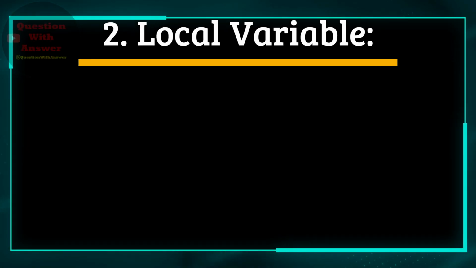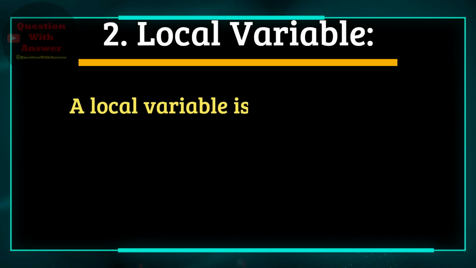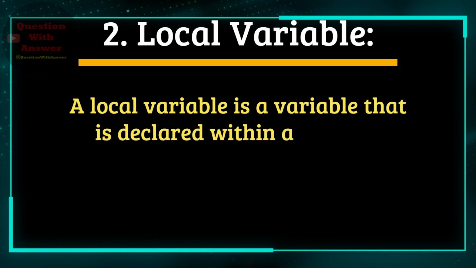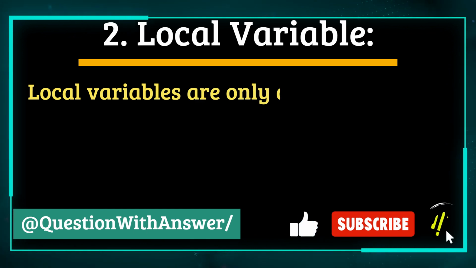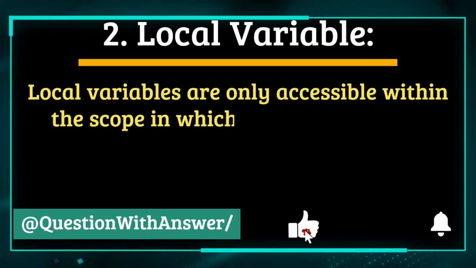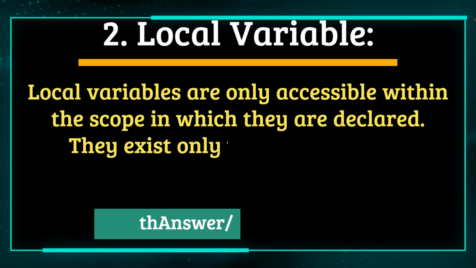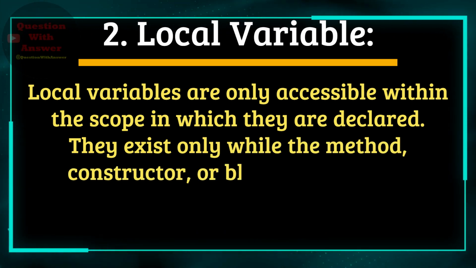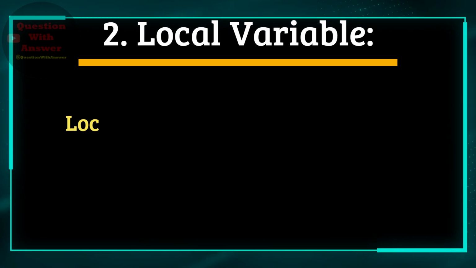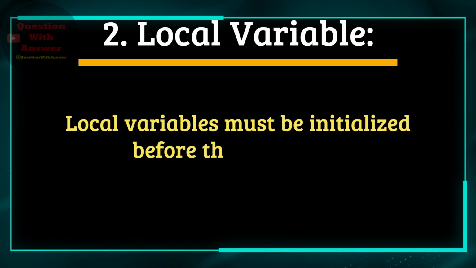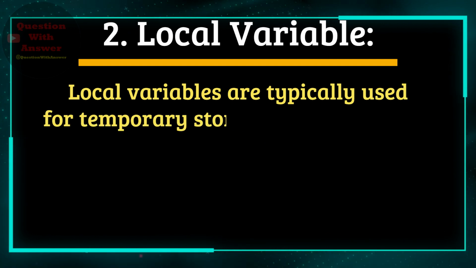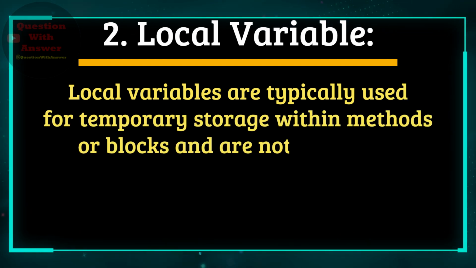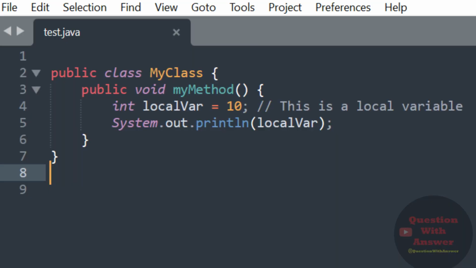2. Local variable. A local variable is a variable that is declared within a method, constructor, or block. Local variables are only accessible within the scope in which they are declared. They exist only while the method, constructor, or block is executing. Local variables must be initialized before they are used. Local variables are typically used for temporary storage within methods or blocks and are not accessible outside of them. This is an example of a local variable in Java.